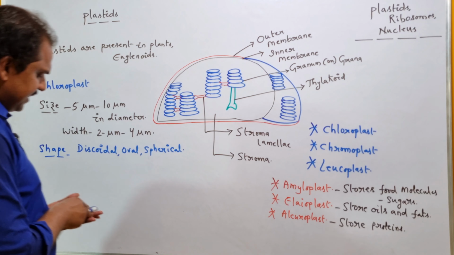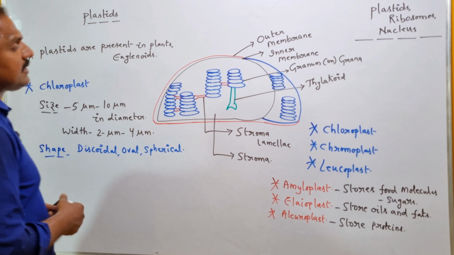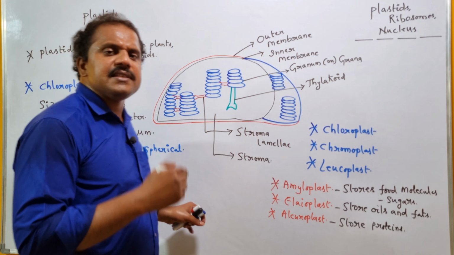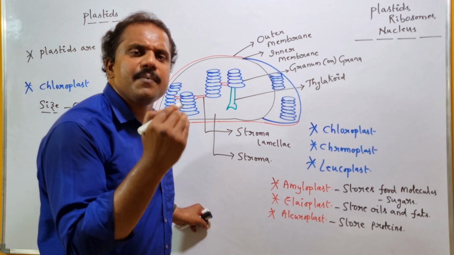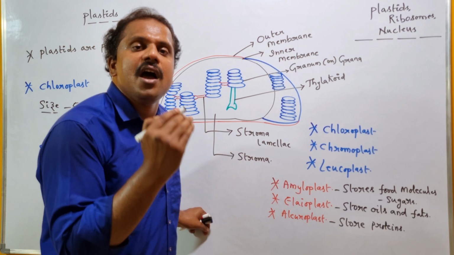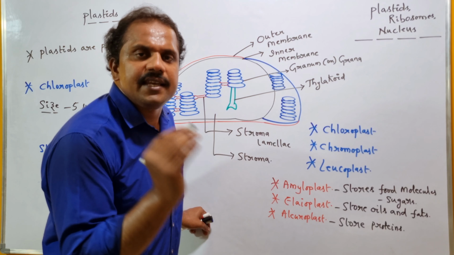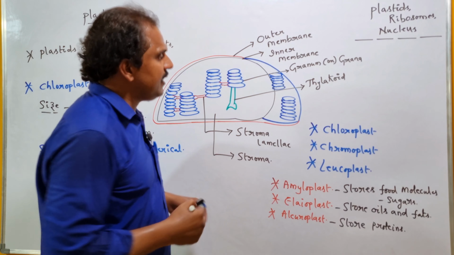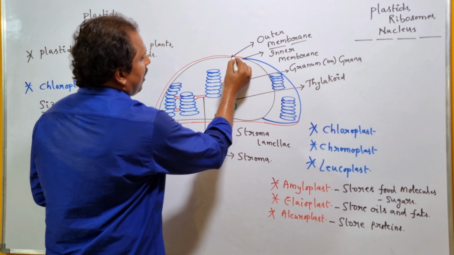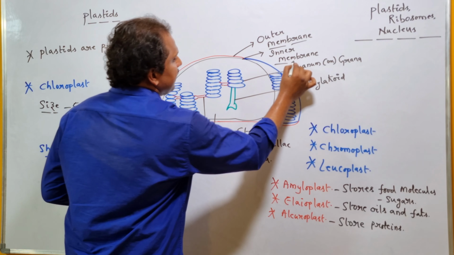If we consider the structural organization of the chloroplast, basically it is a bilayered membrane. That means, like the mitochondria, the chloroplast has two specific membranes: the outer membrane and the inner membrane. Is it clear? So here it is the outer membrane, and the other one is the inner membrane.